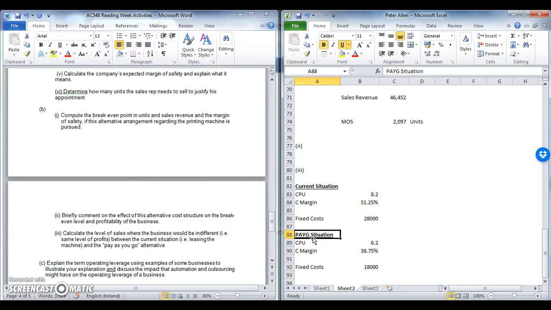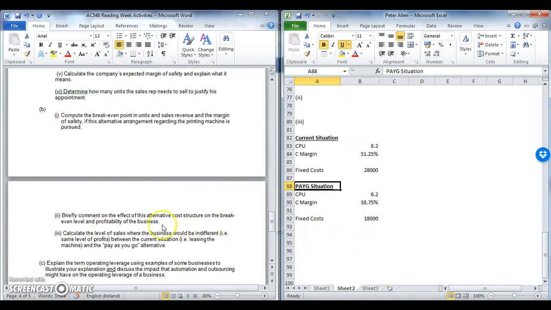So this is where students need to figure out, do you understand how the whole idea of profitability works, and how would I put this into a problem to solve it? So you want to figure out the level of sales where the business will be indifferent. To be indifferent means same level of profitability. So what you're asking essentially is, what level of sales, we call sales equals X, makes these two situations equal to each other?